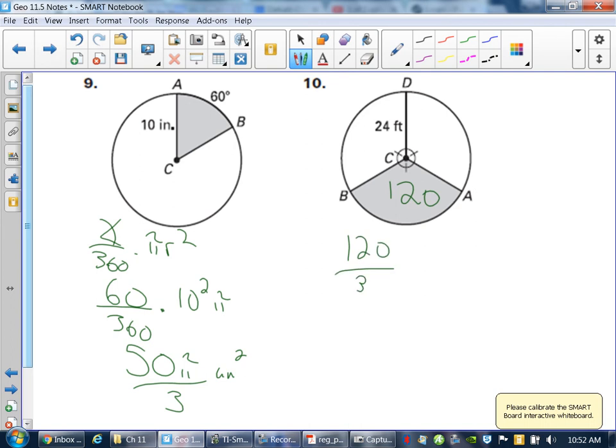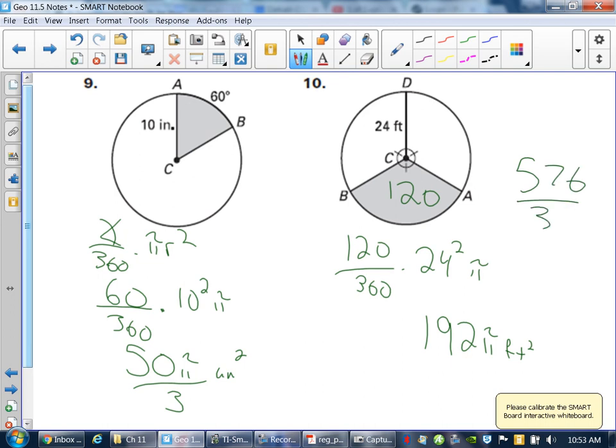So 120 over 360, 24 squared, and a pi. 1/3, 576, so this would be 192 pi square feet. Yeah. Wait, what were you doing in your head? When I did that? Well, I know 120 and 360 is a third because there's three congruent spots, so that's 1/3. 24 squared is 576.